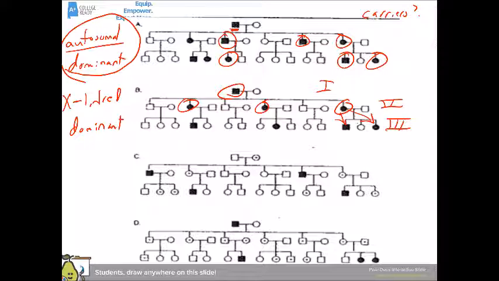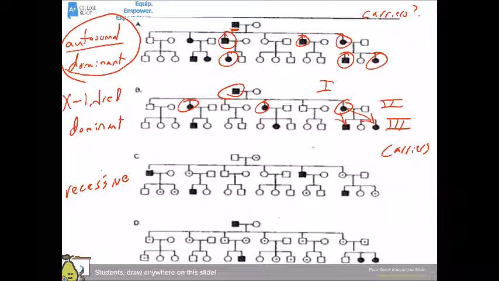So first of all, are there carriers or does it skip generations? And again, carriers, remember, can be marked with a dot or a half shading. So there are carriers. If there are carriers, that tells you the trait is recessive. Secondly, are males and females affected equally? And notice in Pedigree C, there are no females that have the trait, but there are several males that have it. So when that's the case, more than likely this is an X-linked recessive trait.